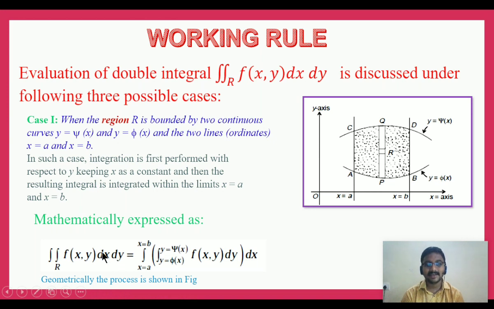f(x,y) is the integrand function. First we apply integration with respect to y because y limits are variable limits in terms of x. These are the variable limits. Y varies from phi of x to psi of x. Integration with respect to y, and then with respect to x, because x limits are constants. So this is the order whenever y limits are variable limits and x limits are constant. The variable limits of y are curves and the constant limits are ordinates.